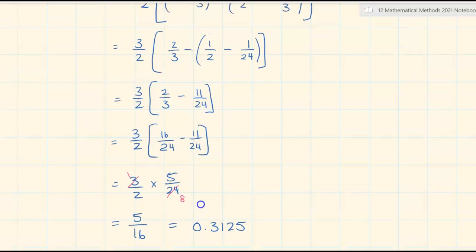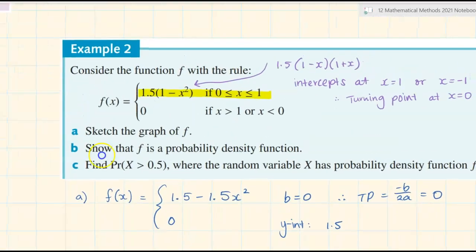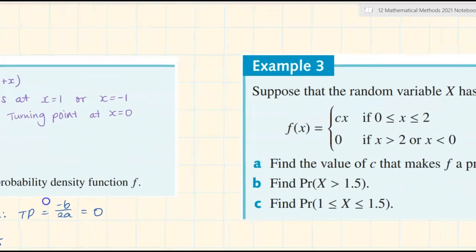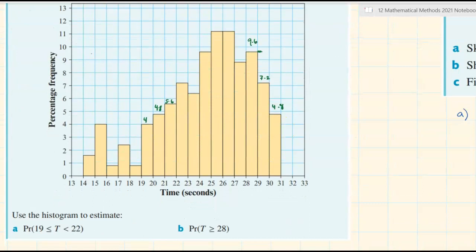Okay, so two things that example has just shown us. To show that something is a PDF, we integrate over its bounds and the integral should be equal to 1. And part C showed us if we wanted to find the probability of a particular range, we just restrict that bound in the integral and that will give us the probability of x being larger than 0.5. Okay, I just want to have a look at two more. One is short, this one here.